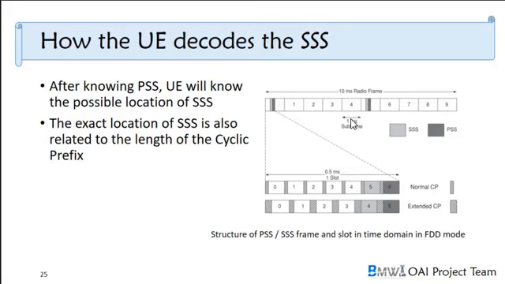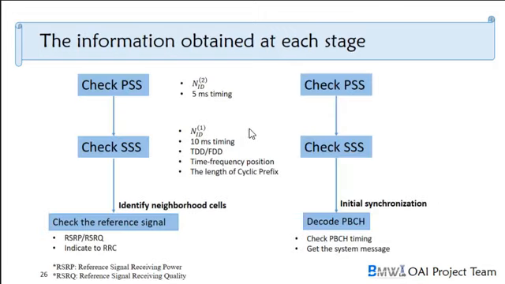After knowing the PSS, the UE will know the possible location. Maybe we're in here or in here, so it can directly search which part it is, and guess whether it is extended or normal cyclic prefix.